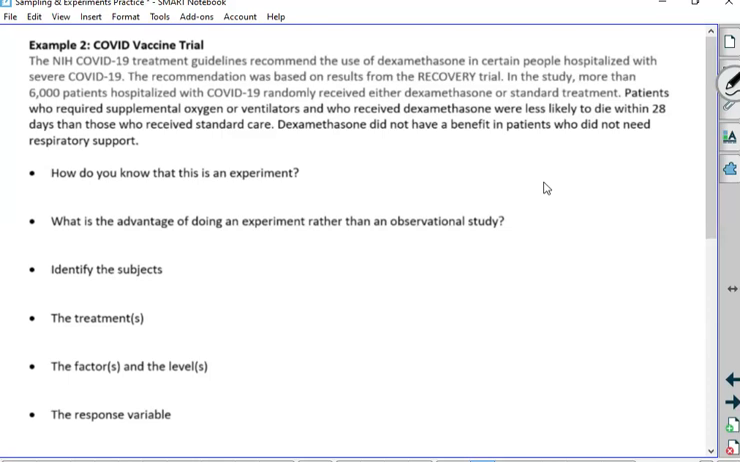I was looking for an example of something involving COVID that might be an experiment, and I Googled effective COVID treatments, and I actually lifted this paragraph out of a real article about a real COVID trial, so this is not made up.